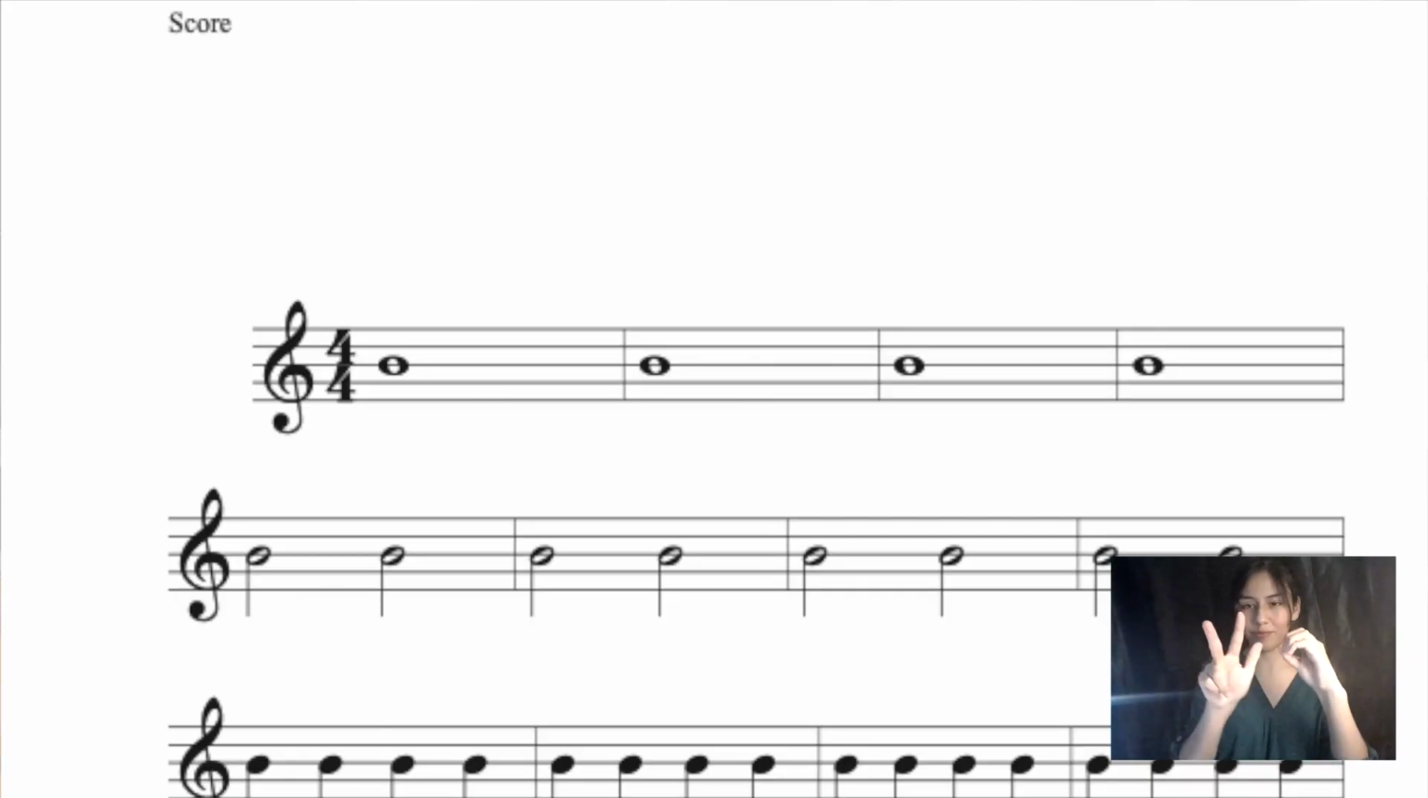Let's try it again, shall we? 1, 2, ready, go. 1, 2, 3, 4. 1, 2, 3, 4. And 1, 2, 3, 4. Nice. Awesome. The next note that we're going to talk about is a half note, and you'll see it on the second line of our music.